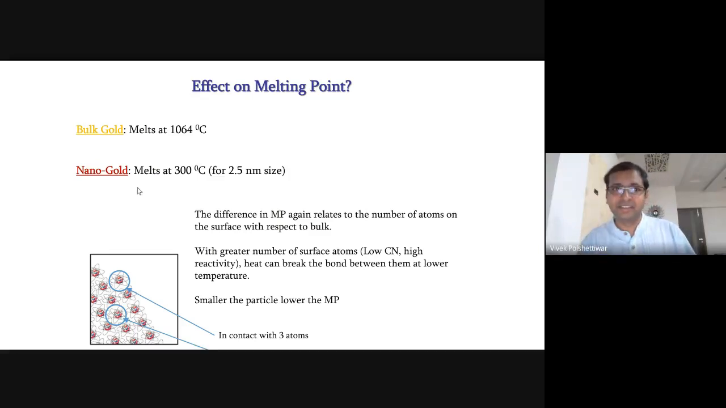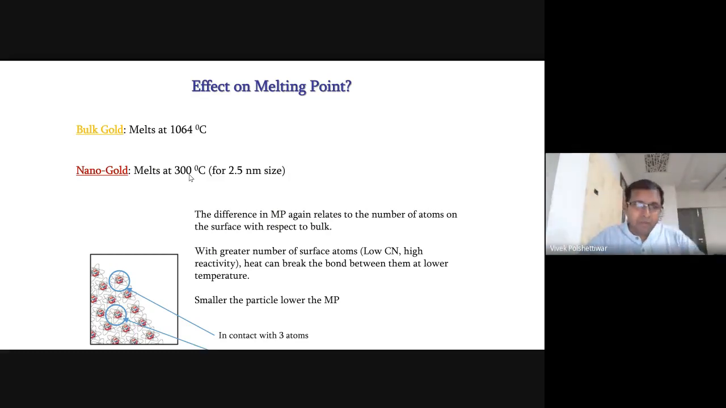It melts at 300 degrees Celsius. It's the same, no change in the composition except the size. Right now, I'm talking about 2.5 nanometer size, which is very small. And you can see the dramatic reduction in the melting point. And again, the reason is melting means you have to move these atoms away from each other. You have to increase the bond length between the atoms.